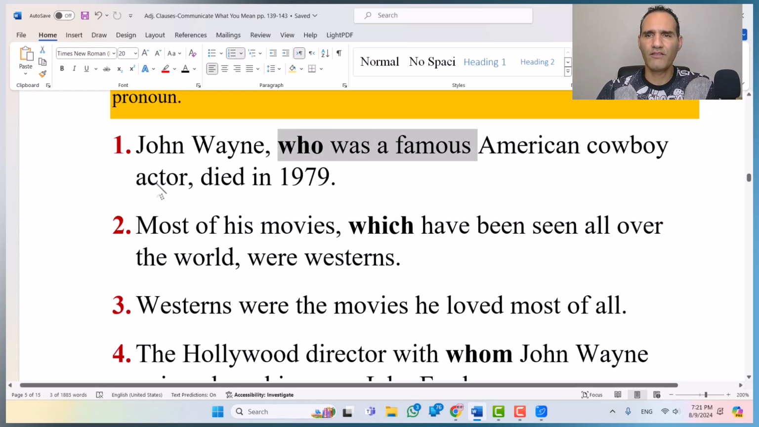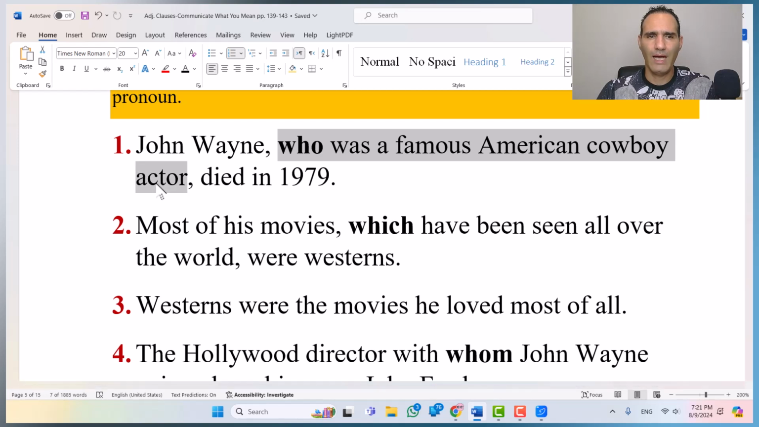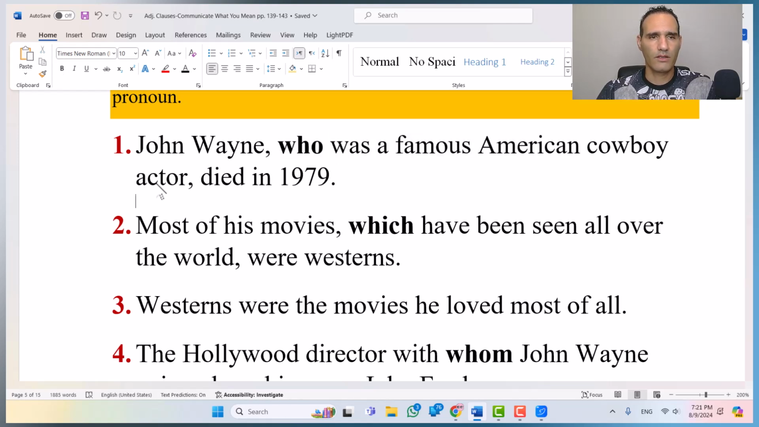Who was a famous American cowboy actor? Relative pronoun as subject. We need to have it. Why? It is followed by a verb phrase. So this one was relative pronoun as subject. We need it. You can also say "that was famous."